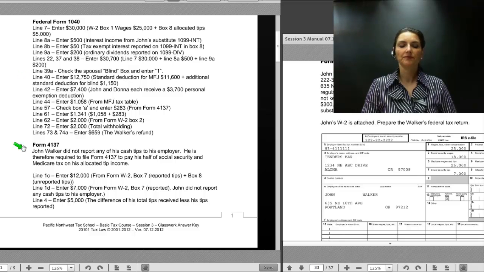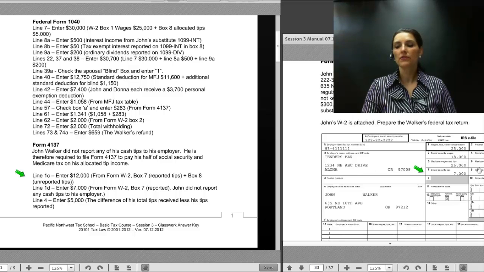Firstly, an explanation. John Walker did not report any of his cash tips to his employers. He is therefore required to file Form 4137 to pay his half of Social Security and Medicare tax on his allocated tips. We have filled out the form. Line 1C is probably the more complicated of the lines to figure out.